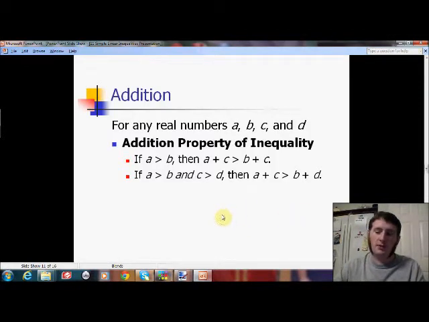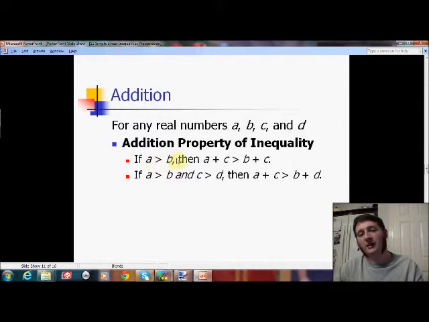Here's an addition property of inequality. If A is greater than B, then A plus C is greater than B plus C. You can add the same thing on both sides. I'm not going to do a subtraction property because at this point I think you all are fairly comfortable with the idea that subtraction is really addition by a negative, so we don't really need a subtraction property. But technically, if A is greater than B, then you could also say that A minus C is greater than B minus C.